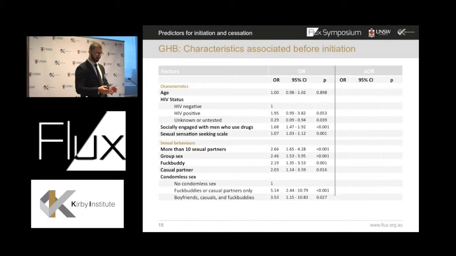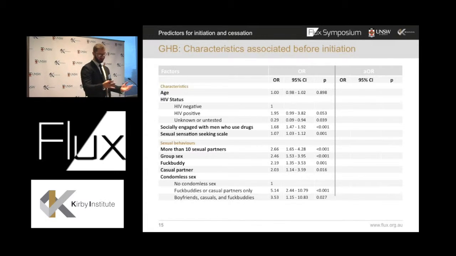For the univariate associations with initiation, not surprisingly, and similar to those who initiated crystal, most of the risk behaviours were also present in initiating GHB. Again, these behaviours were present prior to the initiation of GHB. Here I want to highlight that the men who initiated GHB were more socially engaged with other gay men who used drugs and more involved in sex partying.